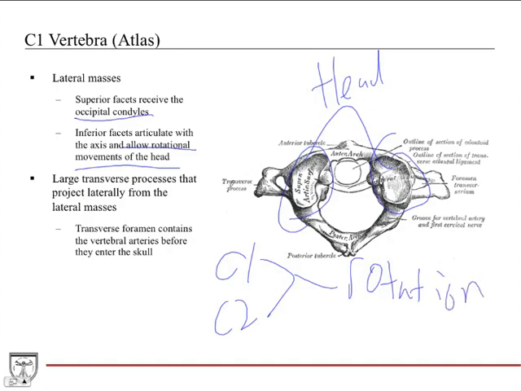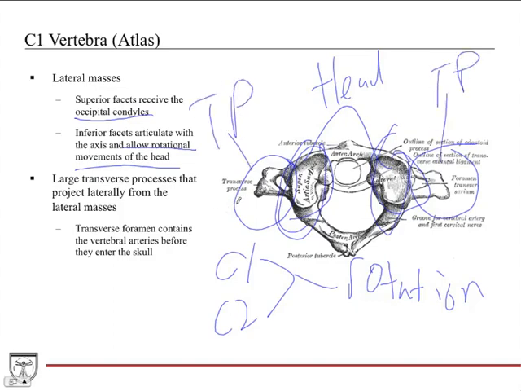Then you have large transverse processes here, okay, here and here on each side, and they project laterally from the lateral masses. So these are your lateral masses, and then you have your TPs here and here, okay? Now, within the transverse processes, you'll notice that there are these foramen here, okay? These are your transverse foramen, and these are what carry the vertebral arteries before they enter the skull.